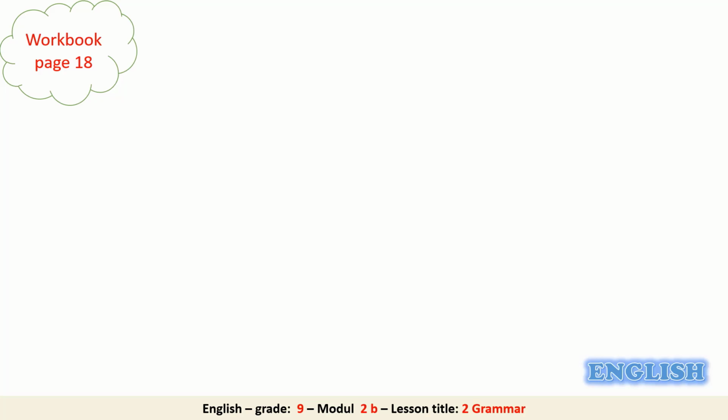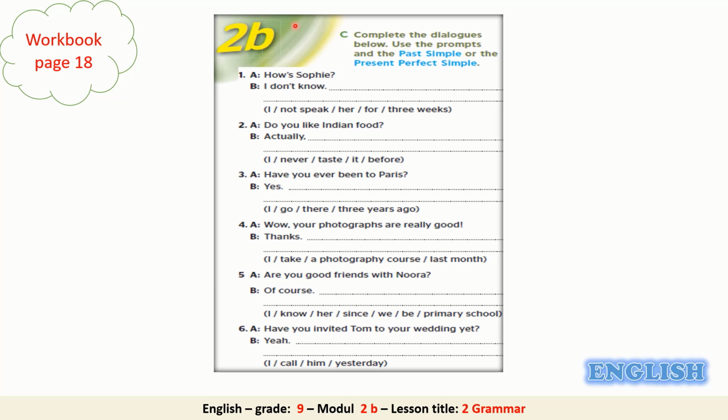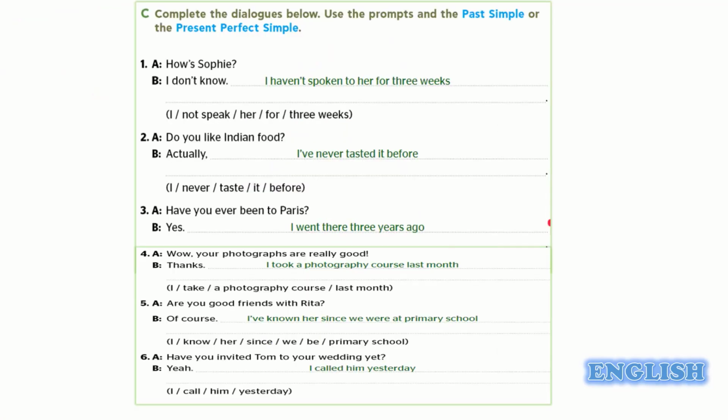Now workbook page 18, 2B, C. Complete the dialogues below. Use the prompts and the past simple or the present perfect simple. So here we have 6 dialogues. What you are going to do is to complete these dialogues using either past simple or present perfect simple. Do it by yourself. Go ahead. Again, could you please check your answers here?